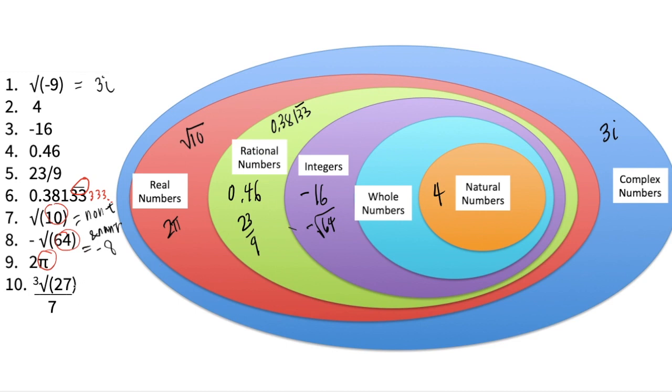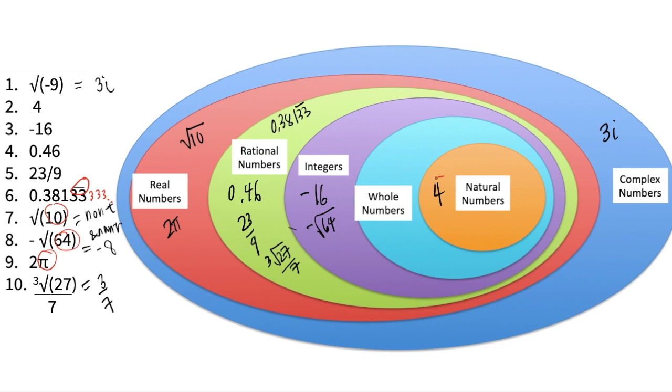How about cube root of 27? Is 27 a perfect cube? Yes. 3 times 3 times 3 is equal to 27. So cube root of 27 over 7 is just equal to 3 over 7. 3 over 7 is a fraction, so it is a rational number. So I have a question.